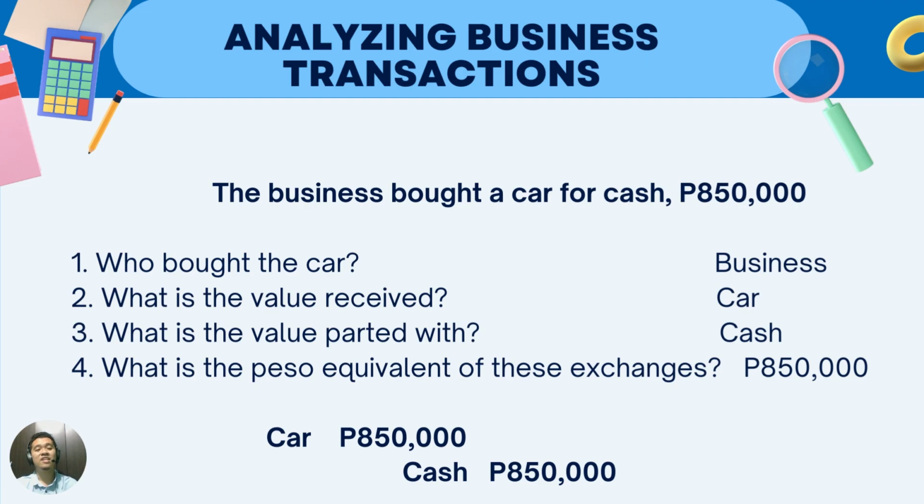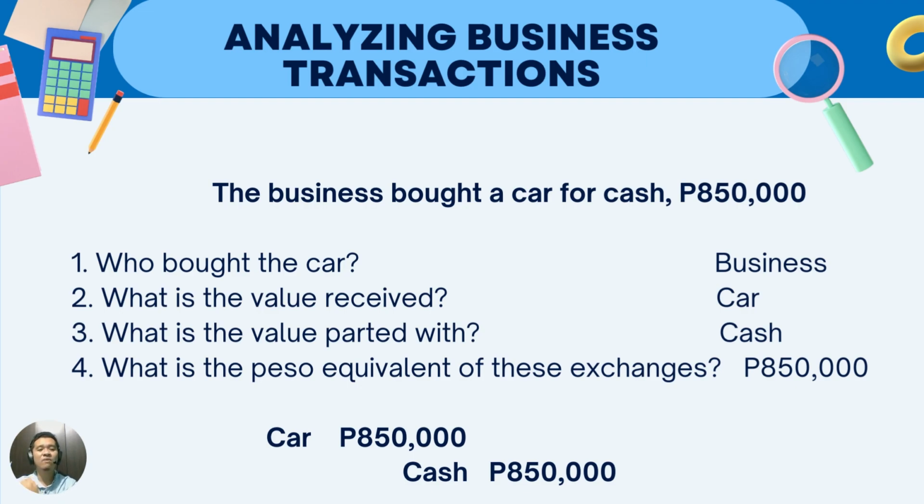So let's say this is the example. The business bought a car for cash worth 850,000. So the event is the business bought a car, for cash 850,000. So first question, who bought the car? Of course, the business. So, is it accountable? Do we need to account for it? Of course. Why? Because it involves money and it affects asset, liability, and equity. So, of course, we account for it.